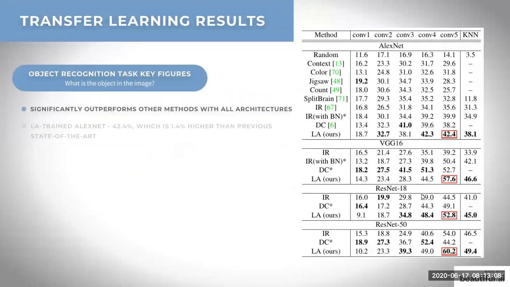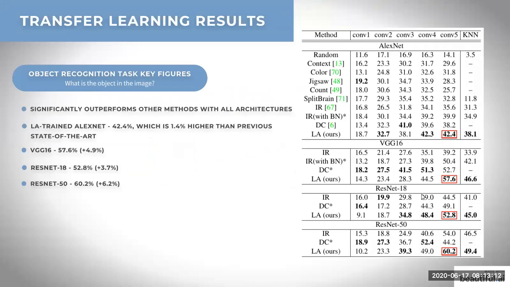And speaking of the results, the authors of the paper did three types of tasks in order to measure the performance. They did object recognition, scene classification, and object detection. Object recognition answers the question, what is the object in the image?